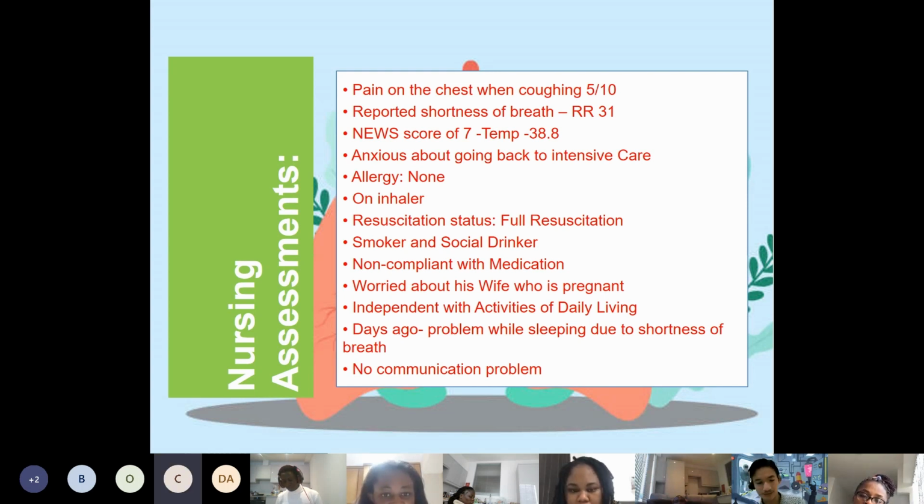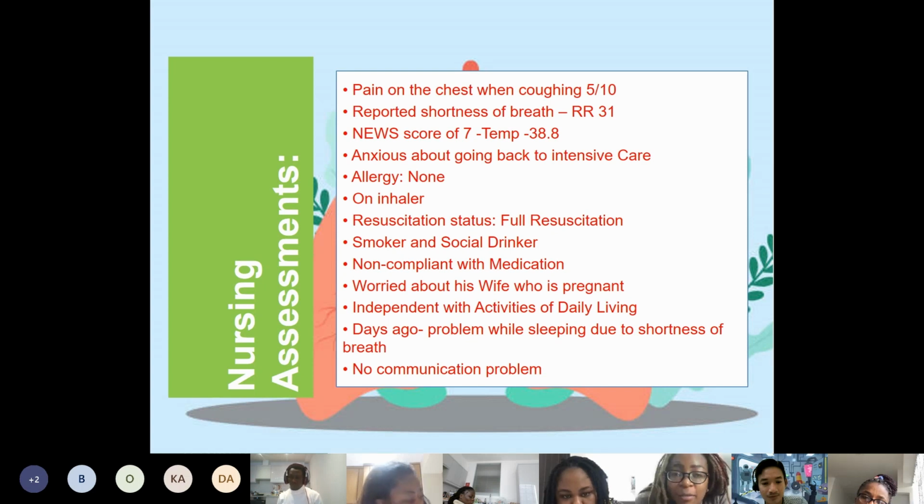So Emma, can we say anxiety due to his wife who is pregnant, or due to going back to intensive care? Can it be written like that? It doesn't really matter, as long as the actual problem, which is anxiety, is there. The simple problems like anxiety are the hardest ones to make. Compared to pain, shortness of breath, or fever, we know what to write. But these subjective problems like anxiety are harder to make.